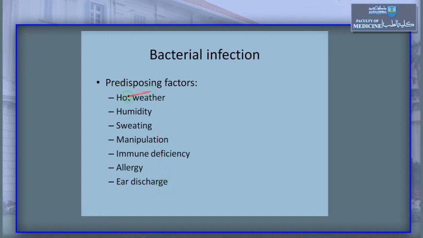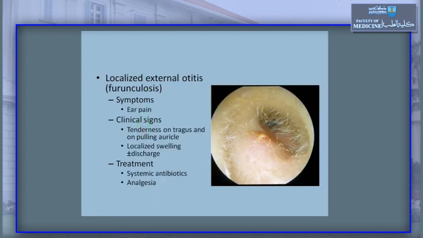So as we see here, hot weather, humidity, and sweating are very common conditions occurring in summer if you are living in Egypt or in a country with similar weather. Manipulation removes the protective layer of wax from the canal. It can lead to injuries to the skin, facilitating the penetration of bacterial infection.